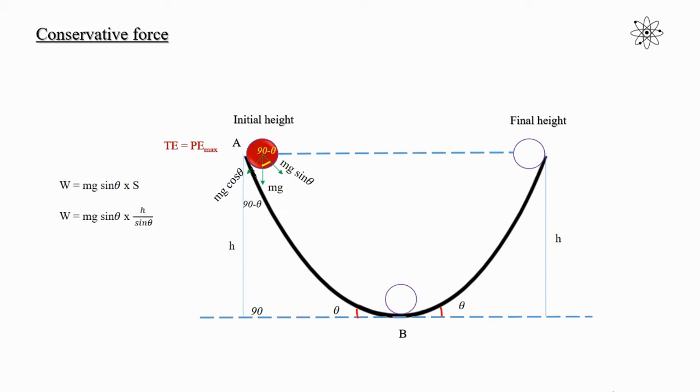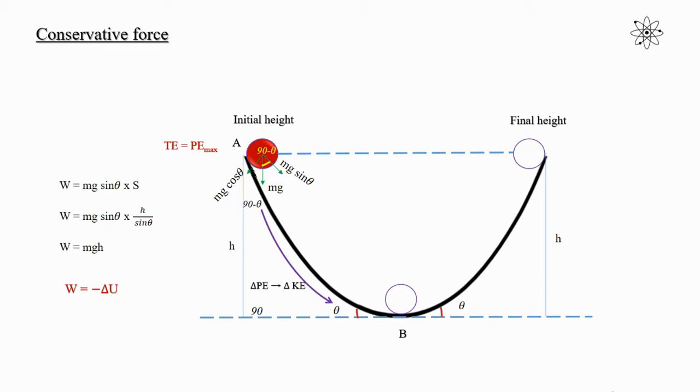Now, with the geometry, we can write mg sin theta into h by sin theta. So for the displacement, I substitute h upon sin theta. Sin theta gets cancelled. I ultimately have work done equal to mgh. We know, student, mgh is the potential energy. So the work done by the ball to move from position A to B is equal to minus the change in potential energy. The negative sign indicates that there is a decrease of potential energy. While moving from position A to B, it is observed that the potential energy gets converted into kinetic energy.